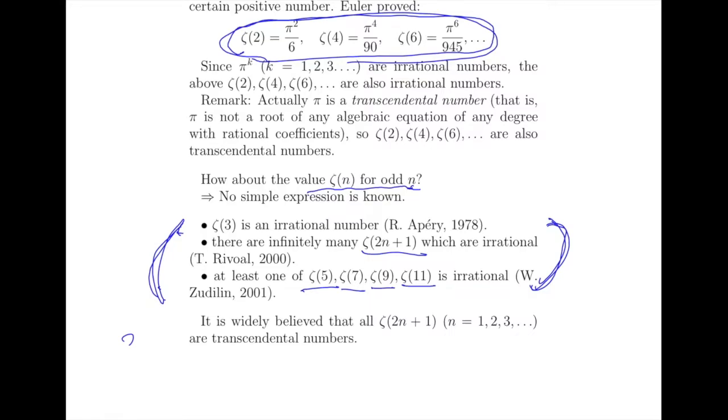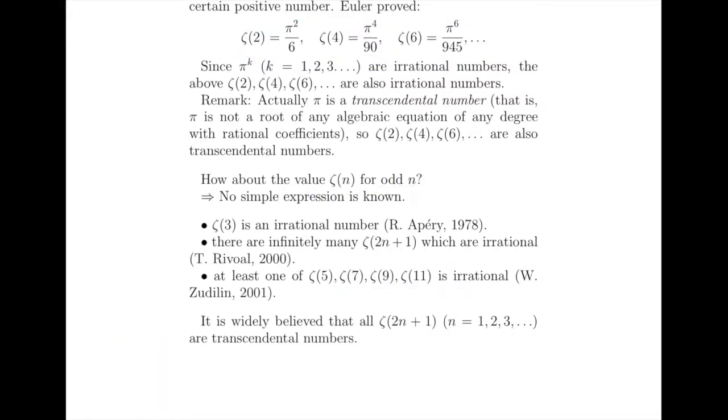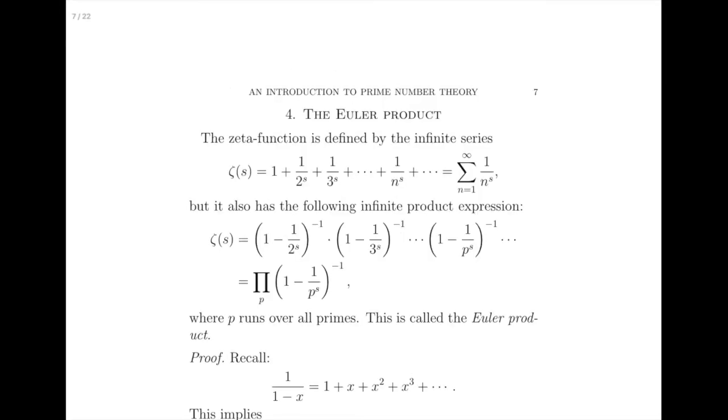And it is widely believed among mathematicians that all values of the zeta function at all the integer points are transcendental. But again, this cannot be proved by anyone. So this is another open problem in number theory. Okay. So let's go to the next section.